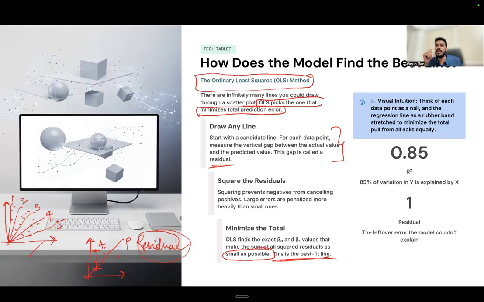So how is the best fit line generated? Through the OLS method. Next time when someone asks you, now you know what to answer. Here is a deeper understanding that might help you. Think of each data point as a nail on the wall, and the regression line as a rubber band stretched to minimize the total pull from all the nails equally. So you have randomly hit some nails on the wall at different points, and you are using a rubber band that will go through all of the data points as equally as possible. So this is what happens in OLS.